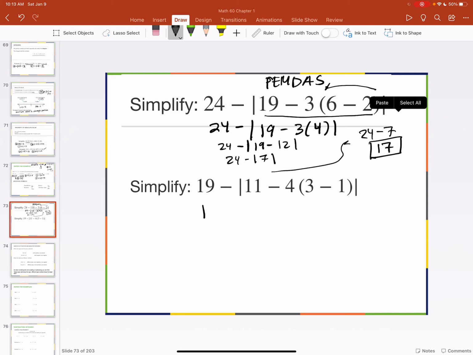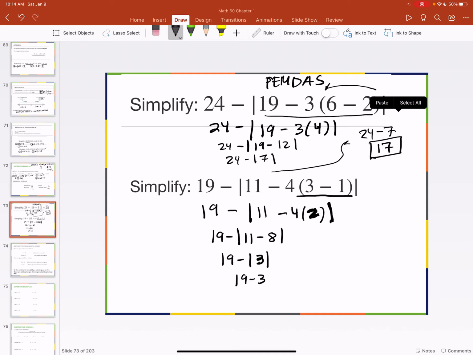Okay, so then we have 19 minus, let's bring everything else down, 11 minus, and we're going to look at this first. 4 times 3 minus 1 is 2. Oops, why did I write 3? Who knows? Okay, close the absolute value. 19 minus, and then here 11 minus 4 times 2 is 8, okay? So then we have 19 minus the absolute value of 11 minus 8, which is 3. So 19 minus 3 is just 16, okay?